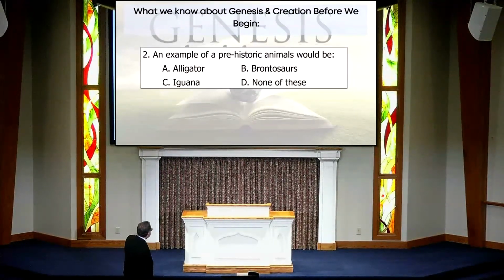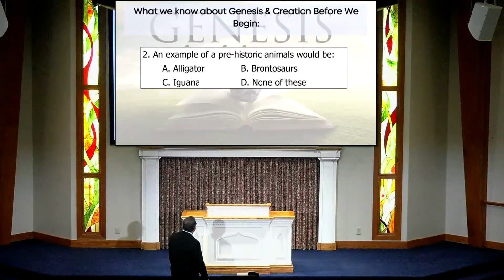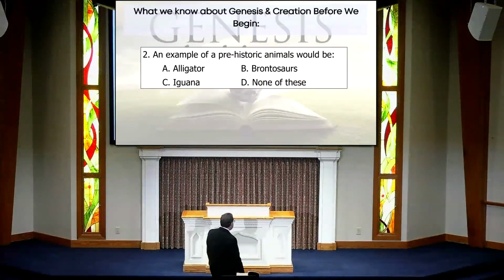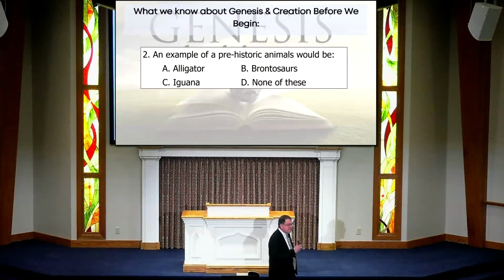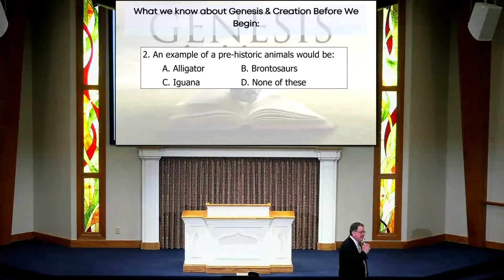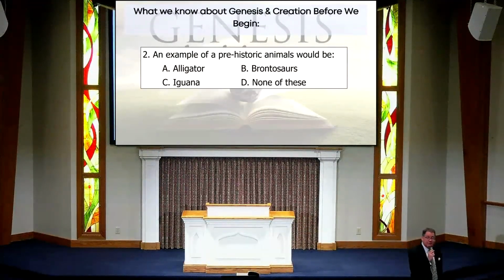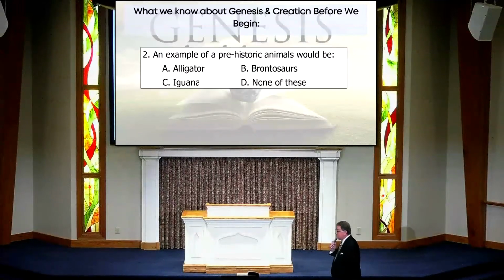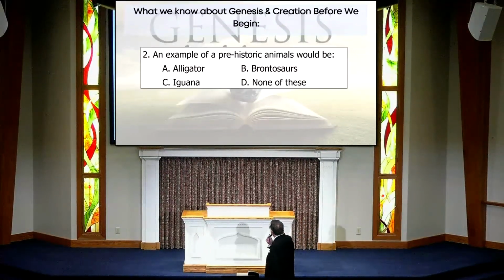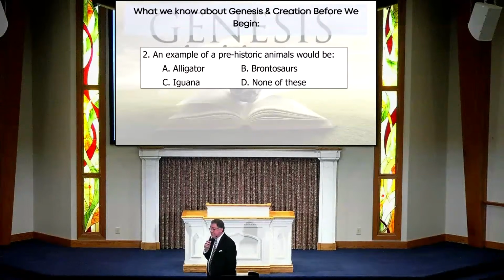Secondly, an example of a prehistoric animal would be A, an alligator, B, brontosaurus, C, iguana, or D, none of these. Dan, what do you think? B? D? B or D? I'm hearing a lot of D's. This is not a trick question. This is one of the things this study is going to help us to see. Why do you come up with D?